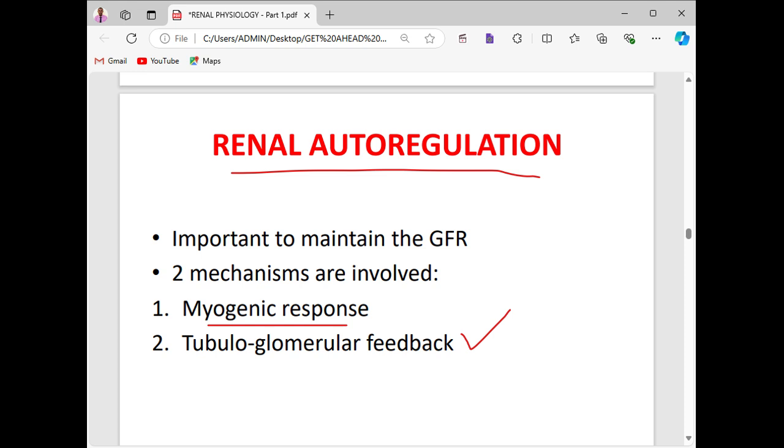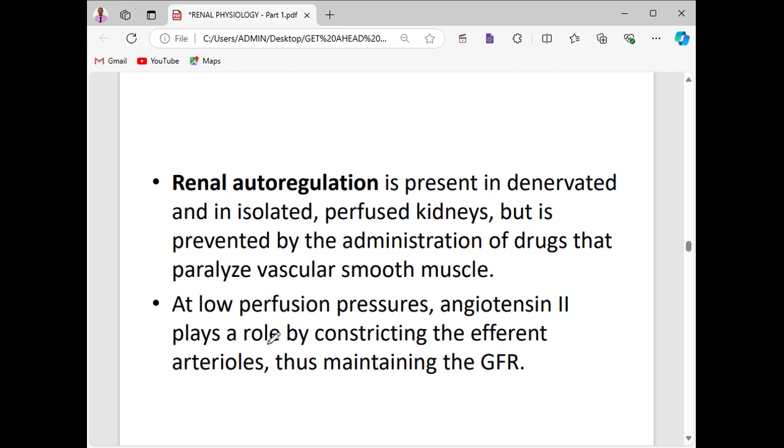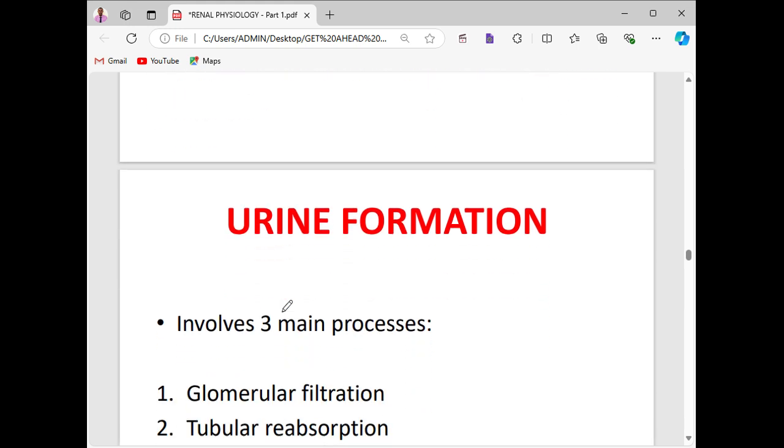Okay, so you need to take note that noradrenaline is a general vasoconstrictor, while angiotensin 2 is a potent vasoconstrictor of the arterioles. Okay, so we've talked about this.